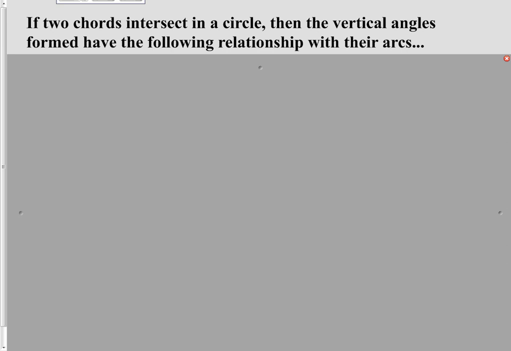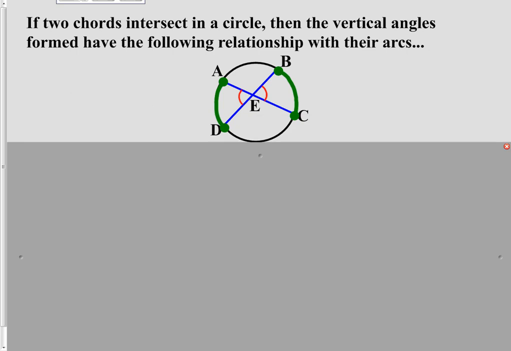Now, when this happens, the angles that are vertical with each other at that intersection have a relationship with their arcs. Okay. And the relationship basically goes like this. Okay, here's a diagram of what we've got going on. Now I've got some color coding happening inside of my diagrams, and I will do that a lot, especially as our diagrams get more and more complicated. So you might want to consider color coding your notes as well.